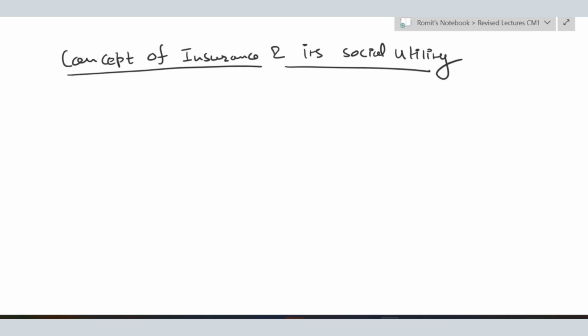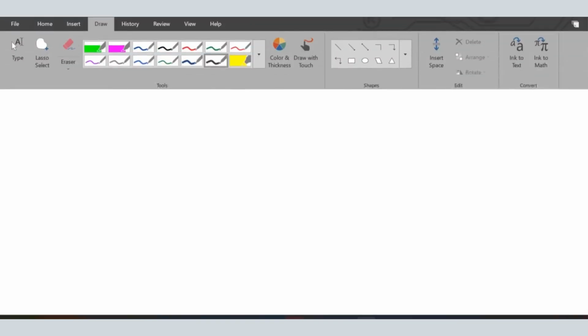But from a very general CM1 perspective, I can give you a very simple example which will make it very clear why does insurance exist and what is the role of a modern insurance company, how did insurance first emerge, and then what role does an insurance company play. So let's just take an example.